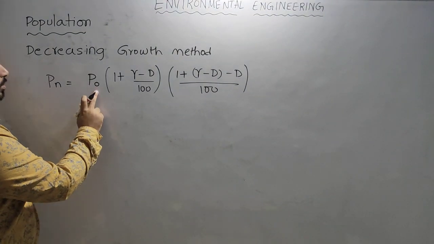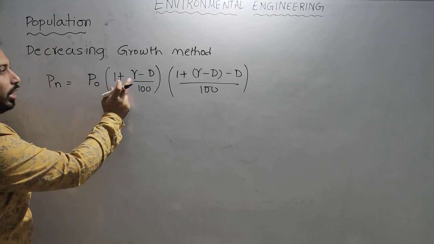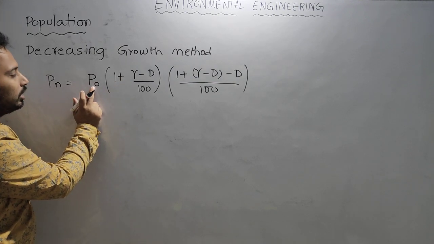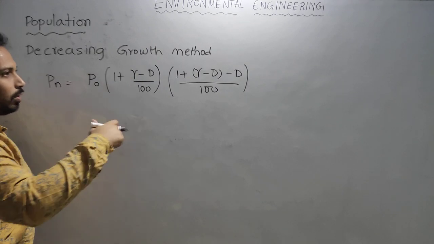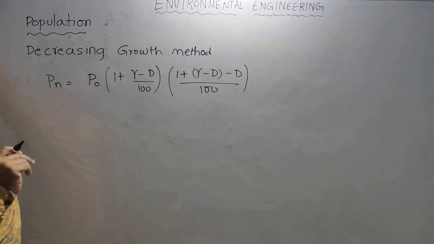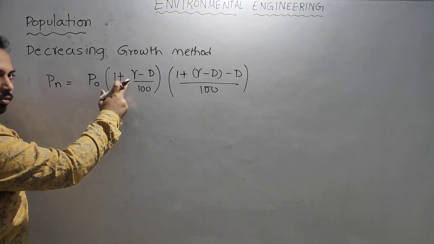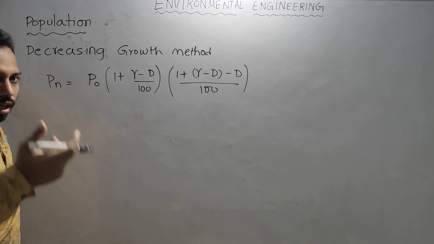See, P naught, the latest known population, has a growth rate of R. Listen carefully. The latest known population has a growth rate of R. But after one decade, along with the growth rate, there is a decrement in the growth also.